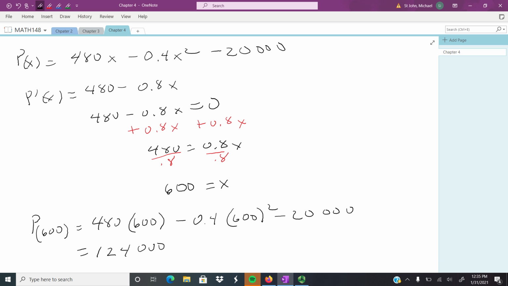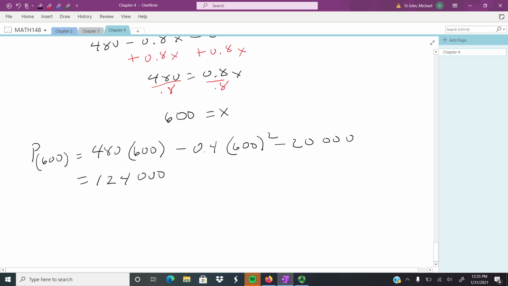We could then figure out what would be the price that gives us the max profit. And so P would be 500 minus 0.4 times 600. And so this would be 260 gives us that price, right? And that will conclude this video.